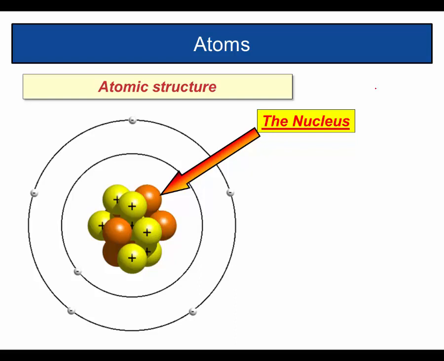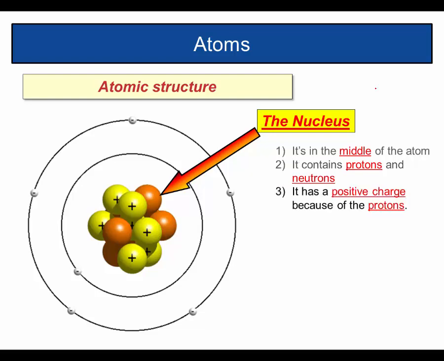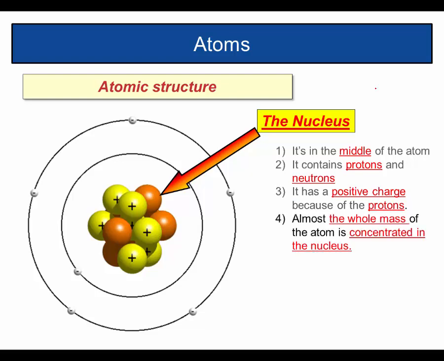Now nucleus, as the name suggests, is right in the middle. The nucleus, the middle of the atom, contains what are called protons and neutrons. The protons are positive charge, they're shown here by the yellow spheres, and we can also say the whole mass of the atom is concentrated inside the nucleus. So neutrons have no charge, protons have positive charge, and that's all concentrated in the nucleus. The nucleus is where most of the mass of the atom is concentrated.